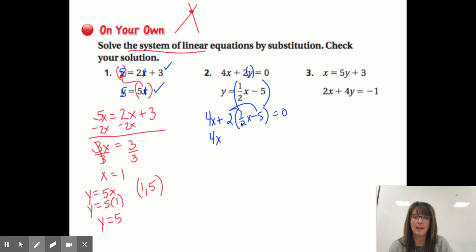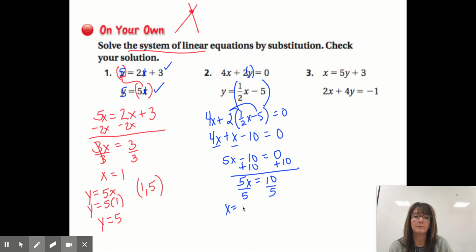So 2 times 1/2 is equal to 1, and 2 times -5 is -10. Combine like terms and just solve the two-step equation with inverse operations so that we get x is equal to 2.